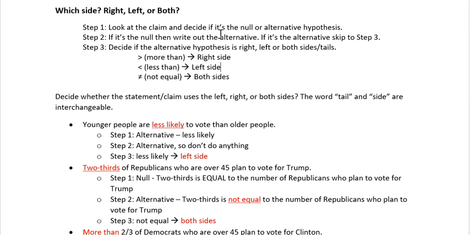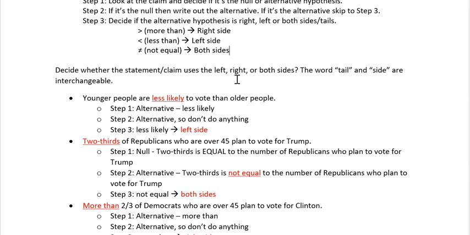Well, you already did this. You should have done this last week for your assignment, so it shouldn't be a big deal to write out the alternative. If it is the alternative hypothesis, you can just skip straight to step 3. So in step 3, you decide if the alternative hypothesis is right, left, or both sides, both tails. It's the right side if the alternative hypothesis is a more than. It's a left side if it's a less than, and it's going to be both sides if it's a not equal to.